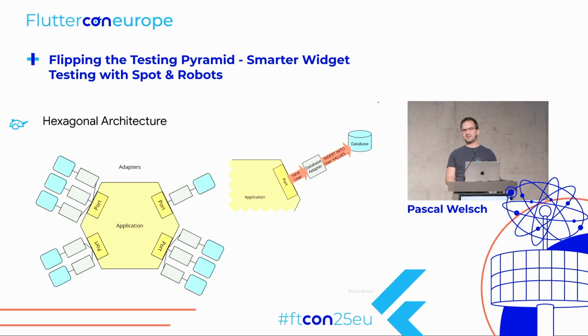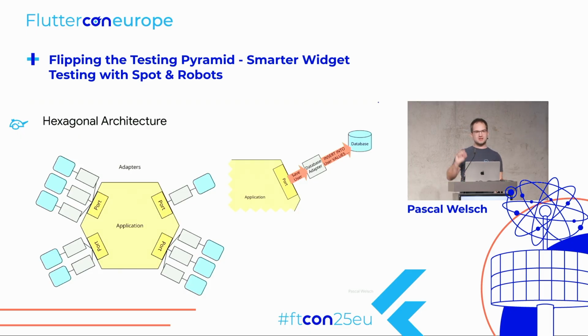Therefore, I recommend you to think about your application like in the hexagonal architecture. You have your entire code base in the middle. That's your application code. And you have ports at the edges, at the boundaries. Ports could be adapters for databases, shared preferences, I don't know, networking APIs, something like that, or plugins.